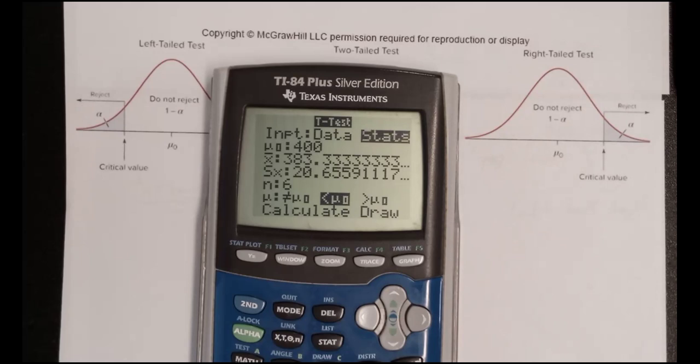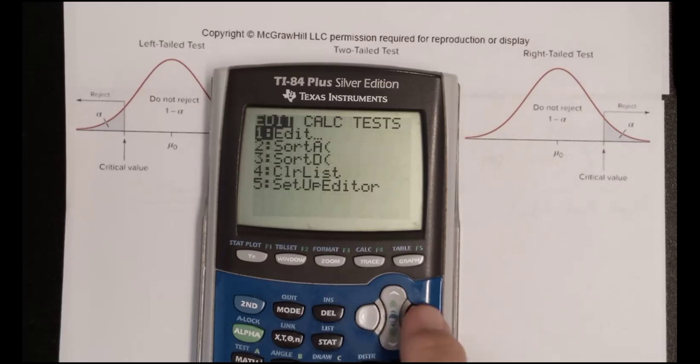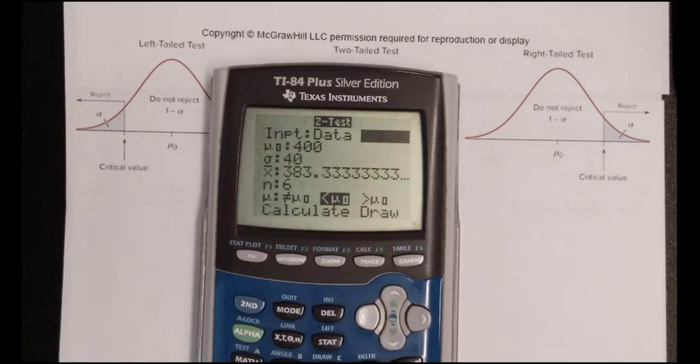That was a z-test, though, not a t-test, right? So I would actually put it in this version. Same setup, but notice instead of S, sigma. So I can actually tell it, oh, the population standard deviation is already known.